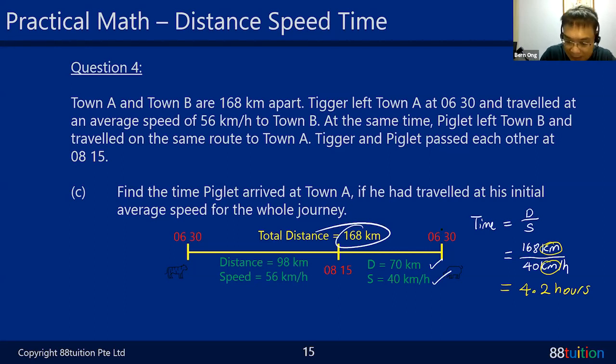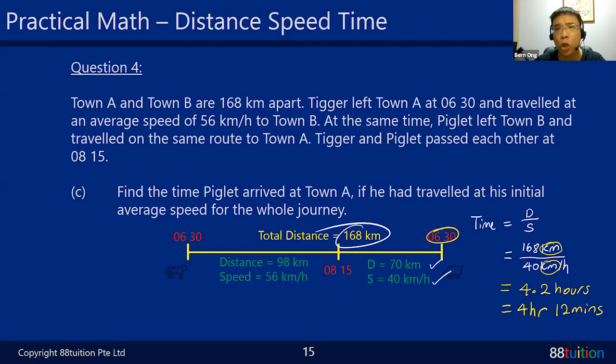So he started at 6:30. 6:30 plus 4.2 hours. What is 4.2 hours? 4.2 hours means 4 hours and how many minutes? What is 0.2? Press your calculator. 0.2 hour changed to minutes, times 60. Oh, 12 minutes. Do you know that? Somebody still has this idea, that 4.2 hours means 4 hours, 2 minutes.